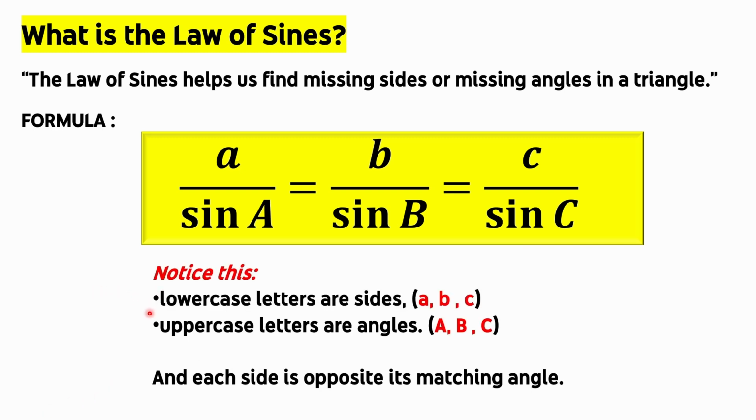Notice this, that the lowercase letters are sides. We have the sides a, b, and c. And the uppercase letters are angles. We have angle A, angle B, and angle C. And each side is opposite its matching angle. Wherein we have side a opposite is angle A. Side b opposite is angle B. Side c opposite is angle C.